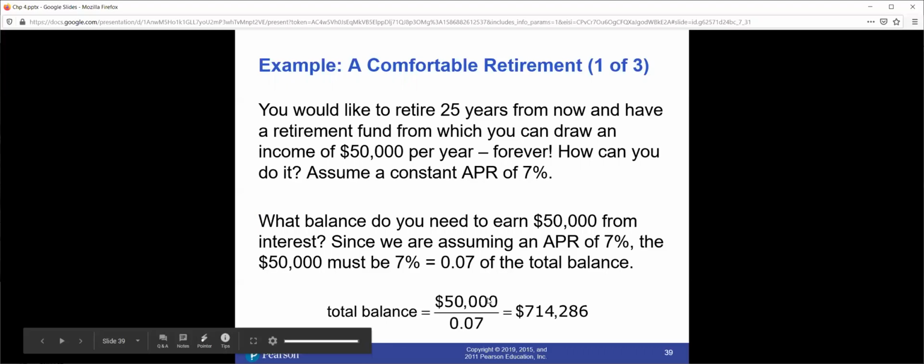Well, by how you can do it, that means how much money do you need to have in your retirement account such that you can draw out $50,000 a year and not end up running through your retirement account? So what balance do you need to earn $50K a year from interest? If we assume a 7% APR, that's pretty easy to figure out, right? 7% of what is 50,000? So our total balance, divided by 0.07, you find out that you need $714,286 in your retirement account in order to live on $50K a year.